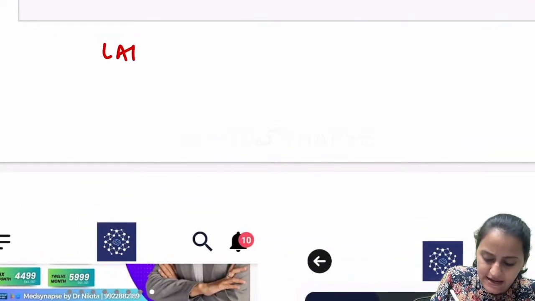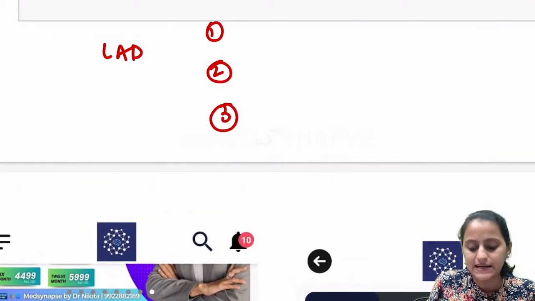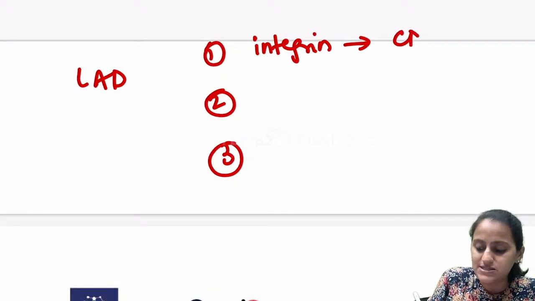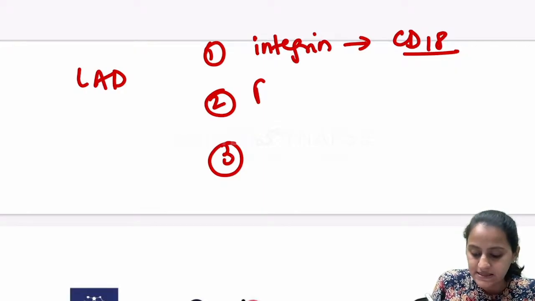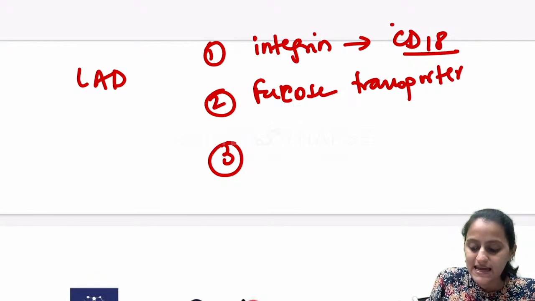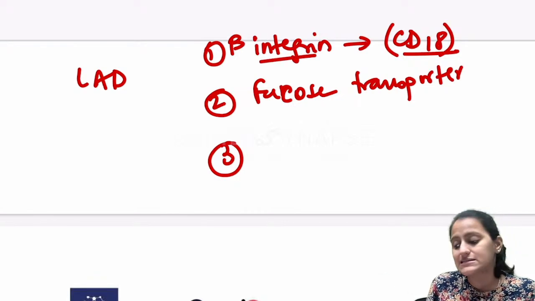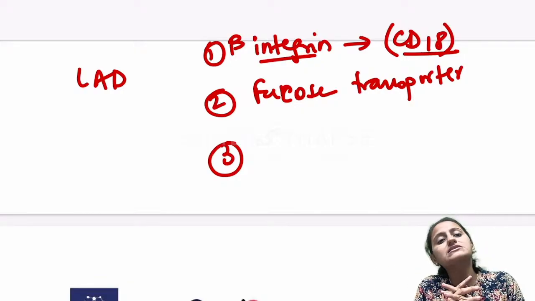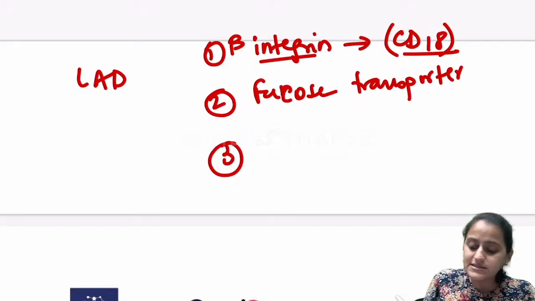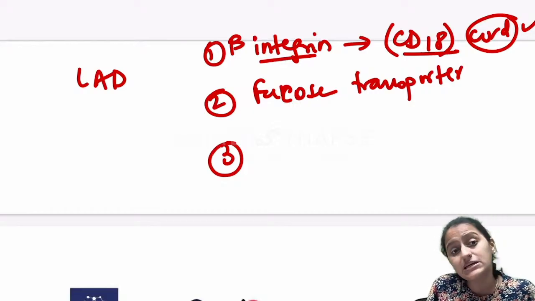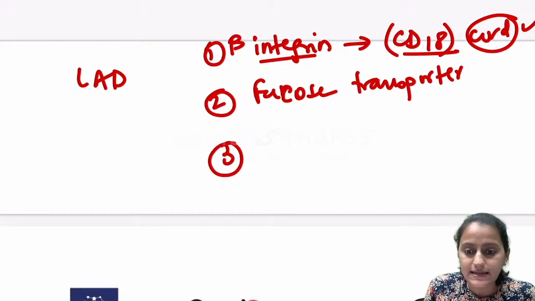So see, LAD that you have is LAD type 1, LAD type 2 and LAD type 3. Type 1 is where you have integrin defect, which is CD18. Type 2 is the fucose transporter, which is defective here. Okay. So CD18, beta integrin, CD18. Remember, adhesion is integrin, integrating, adhering. So integrin defect is going to be LAD type 1. This is where you have this cord separation. Delayed cord separation is what you see in LAD type 1.